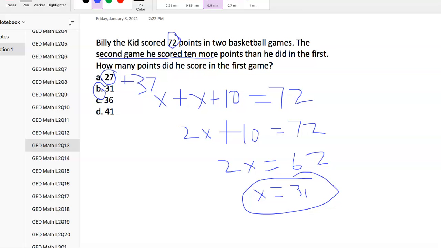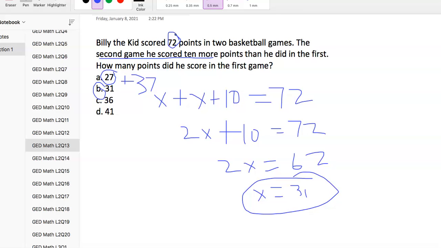Okay, so it's not going to. That one's going to total 64, right? And then you go, okay, I need a little bit greater. Then you go with answer choice B. You go, okay, 31 first game, 10 more in the second game. It's 41. 31 plus 41, 72. Answer choice B. Okay, so either way, all that matters is you get the right answer.